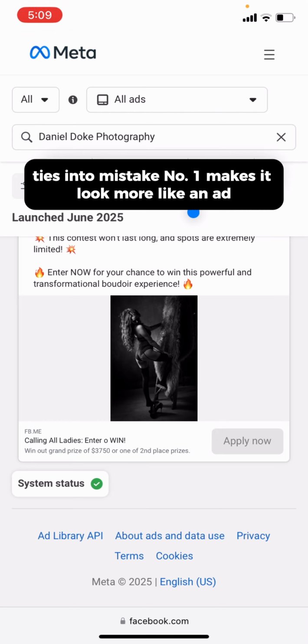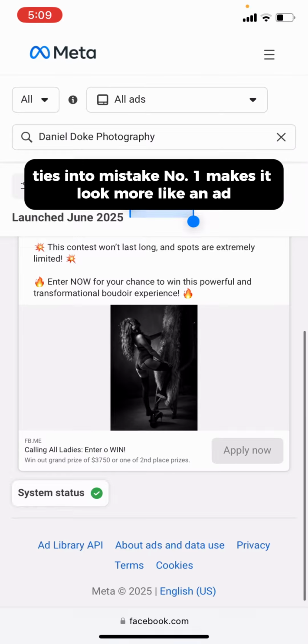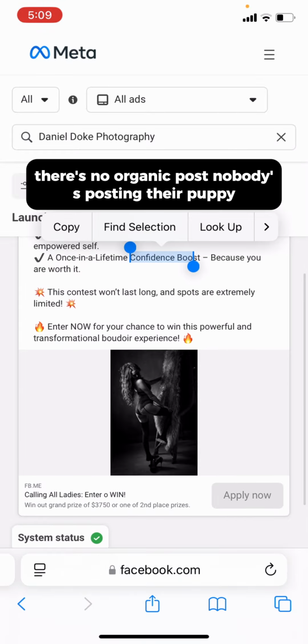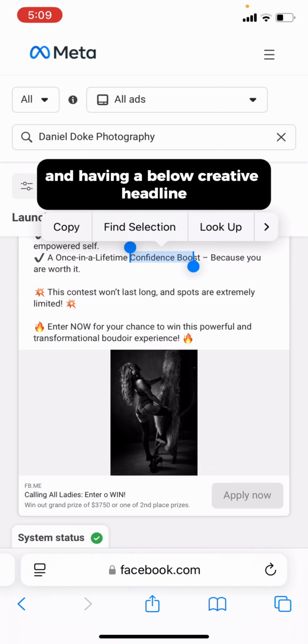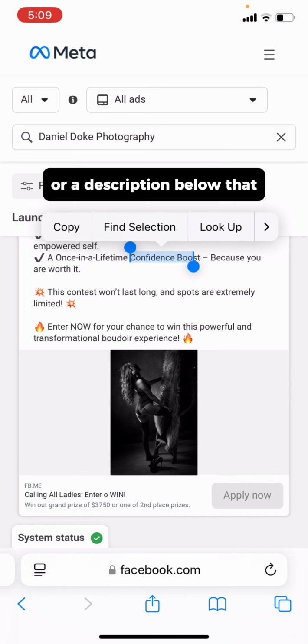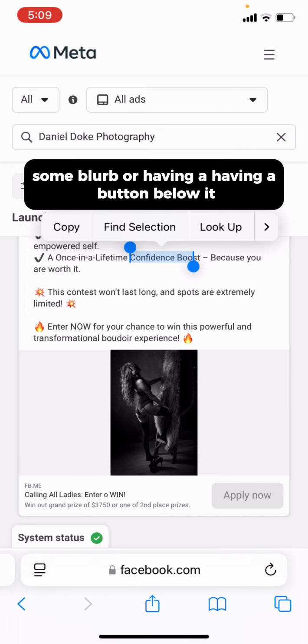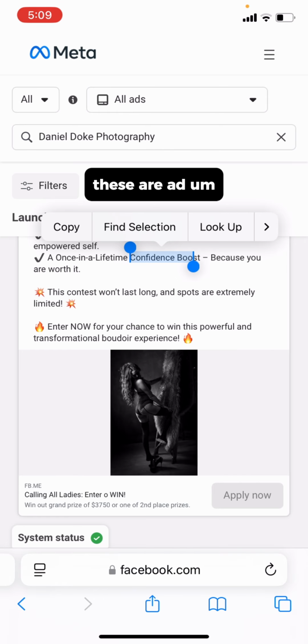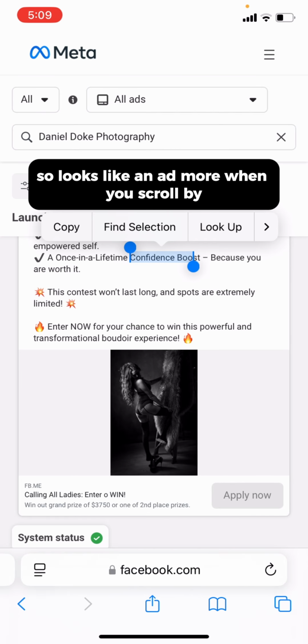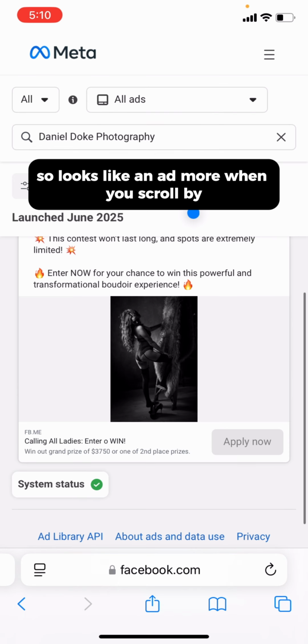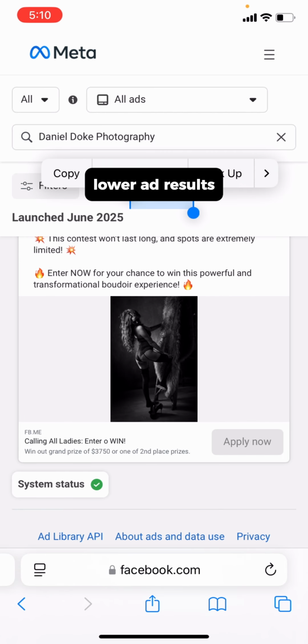Makes it look more like an ad. Ties into mistake number 1, makes it look more like an ad. There's no organic post. Nobody's posting their puppy and having a creative headline or a description below that, some blurb, or having a button below it. These are ad attributes. So it looks like an ad, more people scroll by, lower ad results.